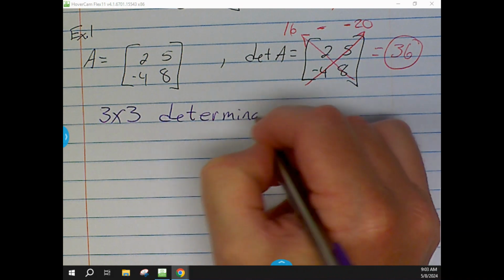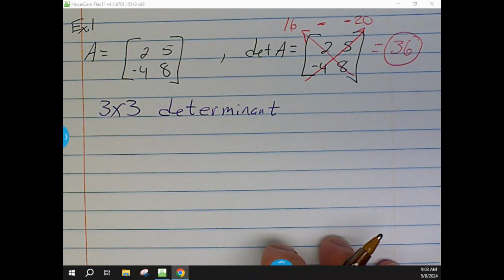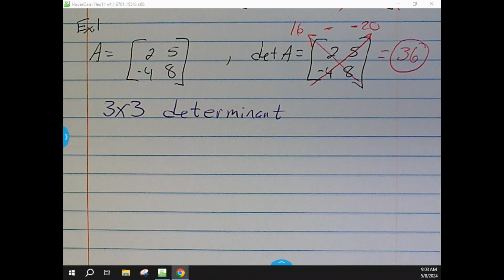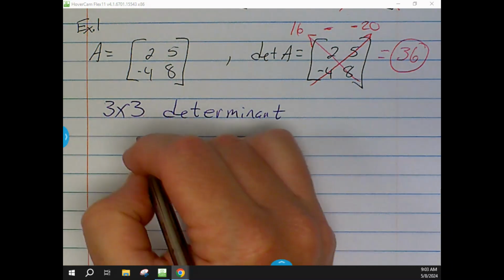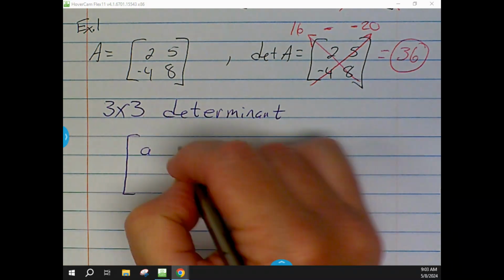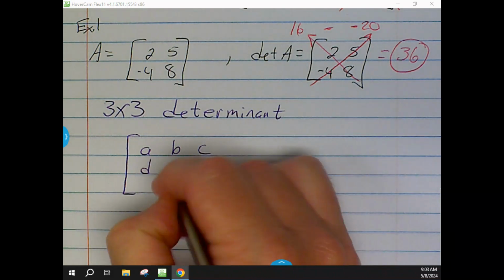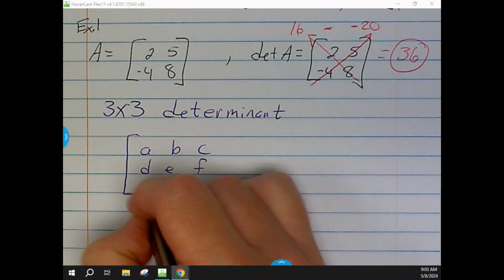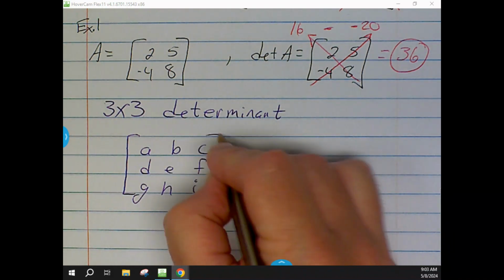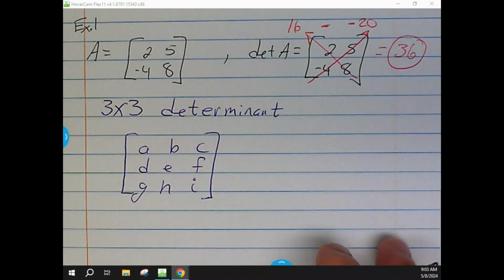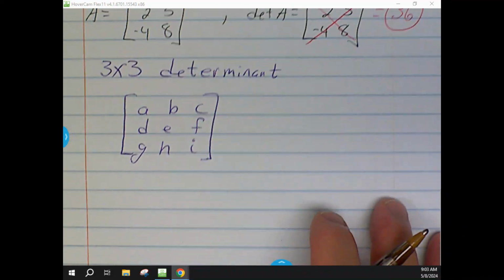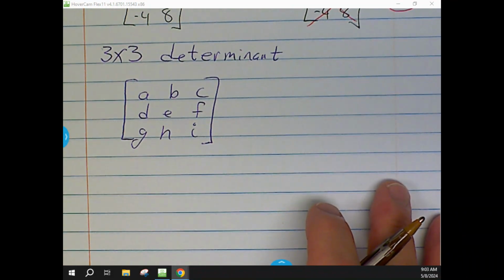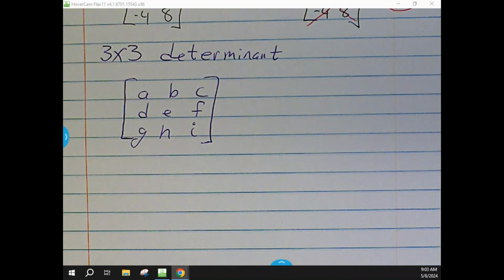Okay, if it's a 3 by 3, you may have to do one of these, because after you do one, there's no need to make you do a bunch more of these. If it's a 3 by 3 determinant, again, we're going to start with letters just to make it a little bit easier. So A, B, C, D, E, F, and then G, H, and I. I know we're never supposed to use I for a variable, but we're going to do it anyway, just because we're in matrices. There are no imaginary numbers with matrices that we're looking at, so don't worry about that part of it.